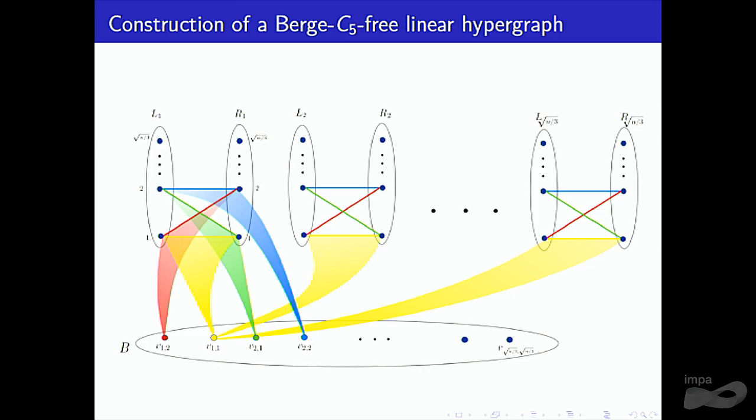If you didn't understand what I said, I think it's still clear from the picture: this yellow vertex is connected only to these yellow edges, similar edges in the bipartite graph. Red is connected to red, and so on. So now let's check that it doesn't have a C5.